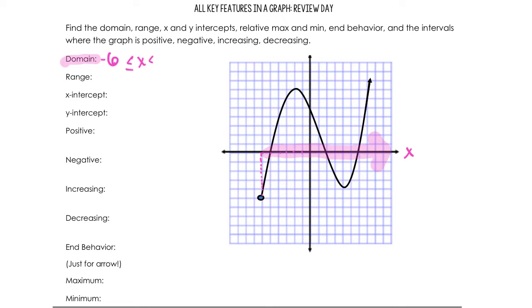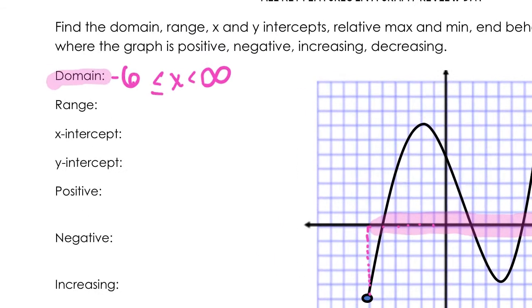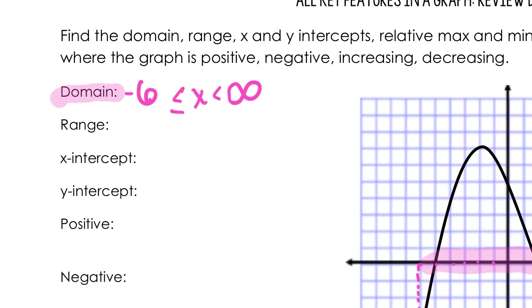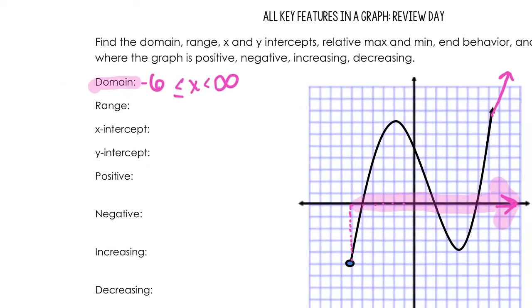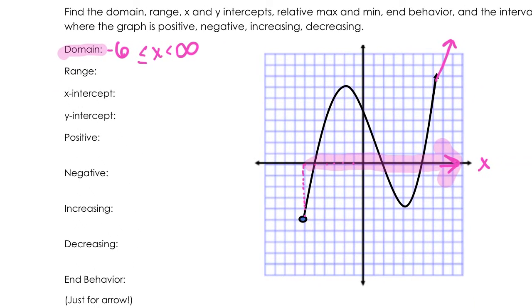Then, as we continue to the right, it continues forever to the right. It's going up and up and up, but it's also going forever to the right. So we call that positive infinity. Please make sure when you write positive infinity, you do not put a line underneath your inequality sign. You can't include infinity. Let's do the same thing for our range, except now we're looking at the y-axis.